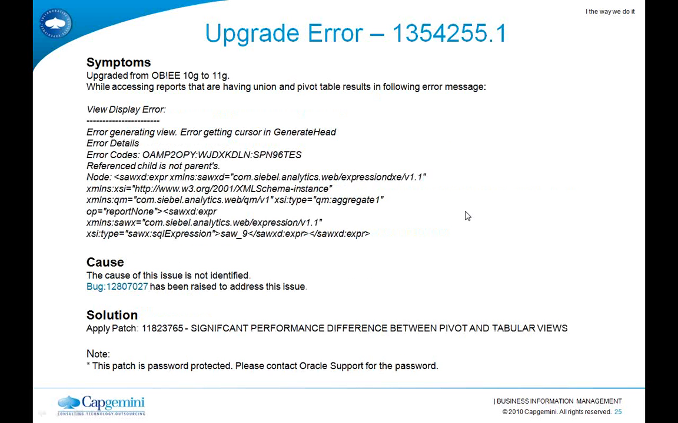And then a second error that I have come across is accessing reports dealing with unions and pivot tables. This has been noted as a bug, and there is a patch available through Oracle support to help with that issue. So this is where it's important to know your information, as we specified earlier. Know your information that you're going to be upgrading. Know what kind of reports you've got, what's in your catalog. And if you are in any of these situations, look at whether or not you're going to be affected before you do the upgrade.